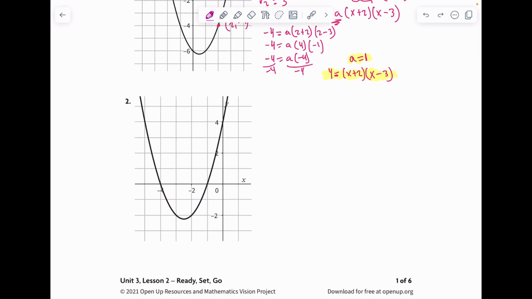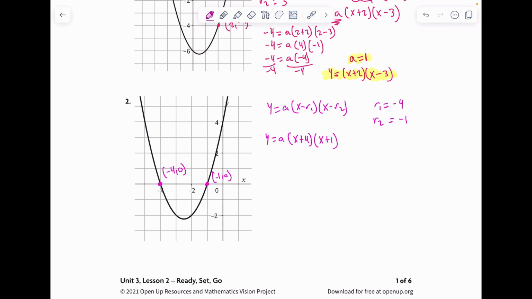Very similar here. We don't have a vertex. We can't get it off, but we do know our roots right off the bat here. So y is equal to a, x minus r1 times x minus r2. Okay, so let's identify our roots. Here we have -4 comma 0, and then we have -1 comma 0. So r1 is equal to -4, and r2 is equal to -1. Then we have y is equal to a, x minus root 1. So x minus a negative becomes a positive, so plus 4. And same thing here, x plus 1.